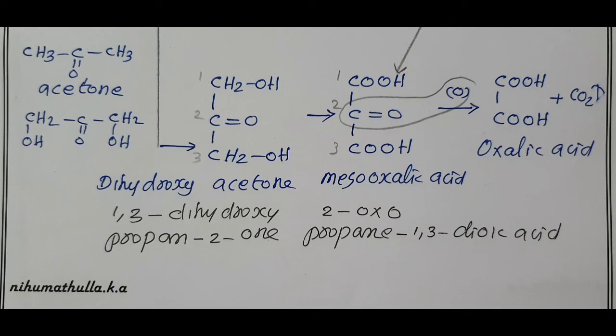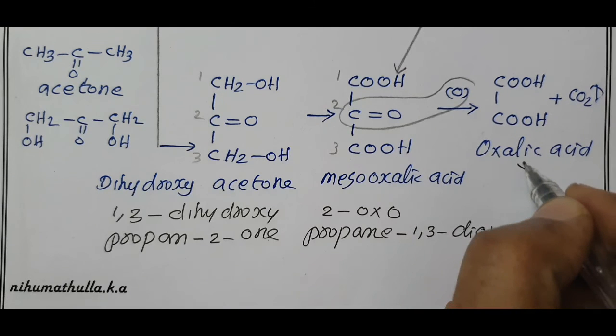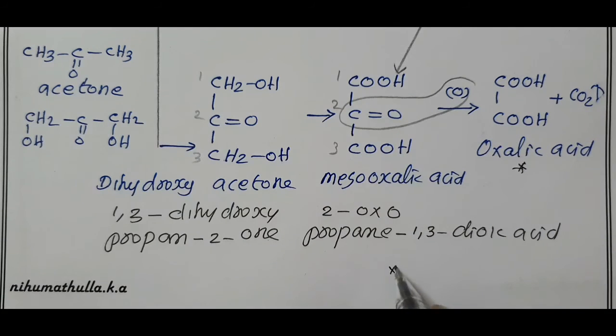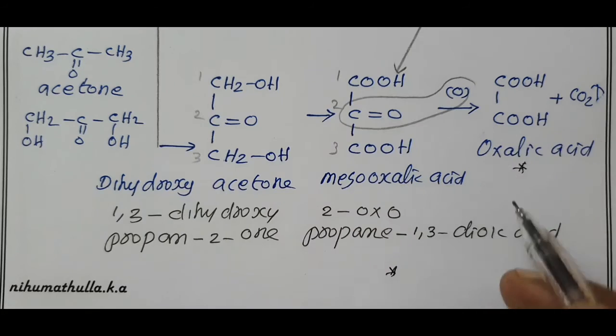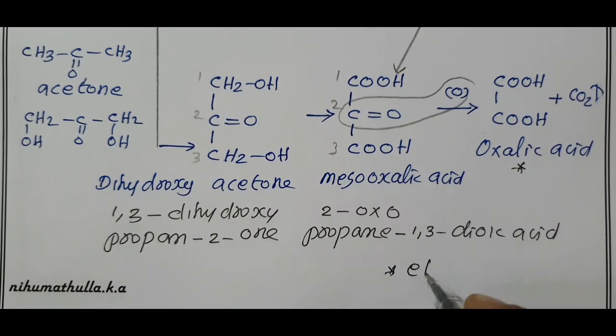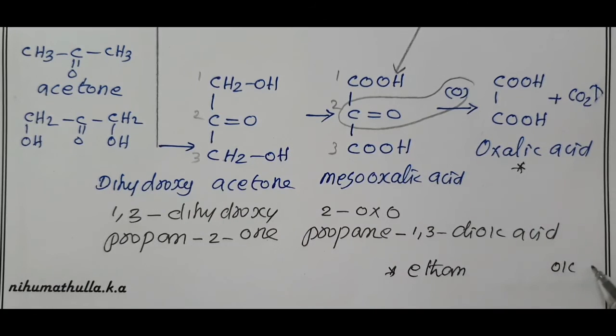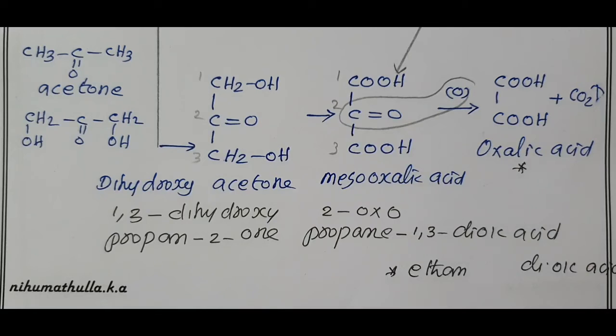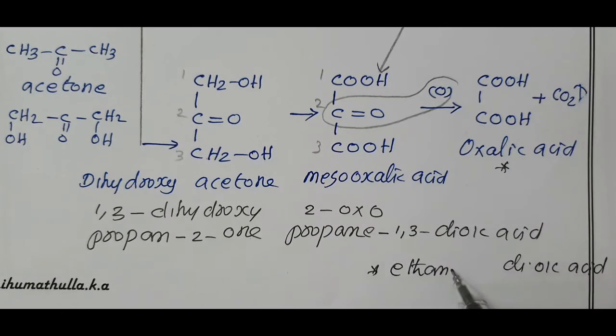Oxalic acid IUPAC name, I write here. 2 carbon, eth, carbon single bond, oic acid. 2 carboxylic acid groups, therefore dioic acid, and the positions of carboxylic acid are 1,2. Ethane 1,2 dioic acid.